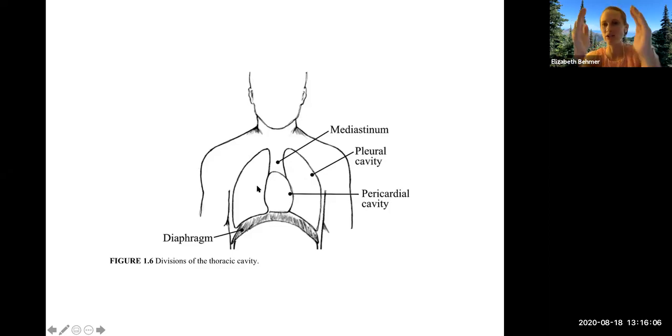So again, these are just enclosed spaces that keep these organs safe. So this is all the thoracic cavity. The pleural cavity is the lungs. The mediastinum cavity is the trachea and esophagus up here, and it includes the heart. And the pericardial cavity is the heart itself.